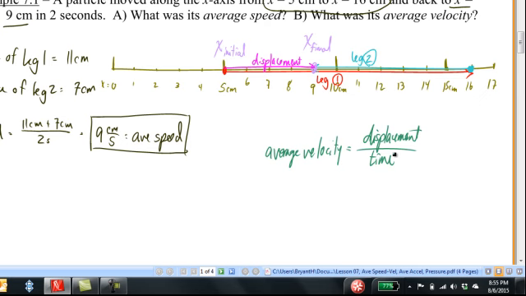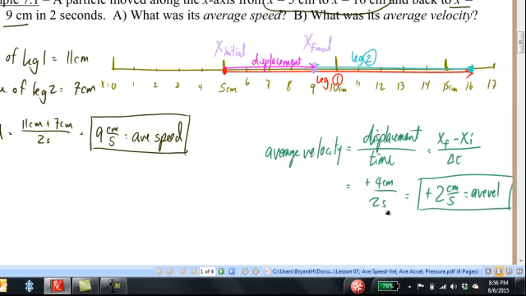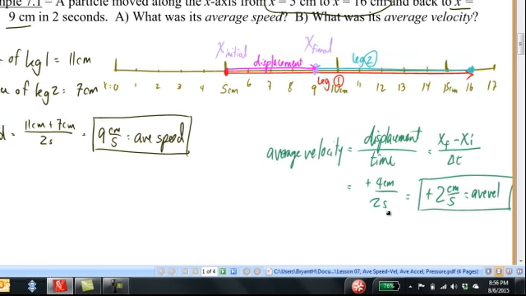The average velocity is the displacement divided by the time. The displacement is the final position minus the initial position. The time interval, we could call that delta t, which is 2 seconds. So in this case, that's equal to a positive 4 centimeters in 2 seconds, and that's equal to a plus 2 centimeters per second. There is my average velocity. It's a positive number, which means on average I move to the right, and you can see that from the number line. There's the first example. Let's try the next example.